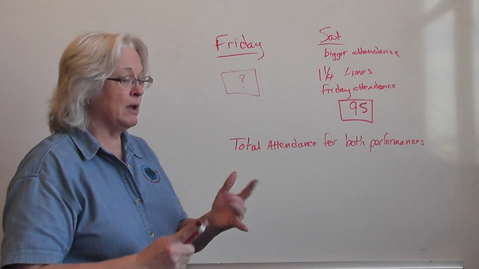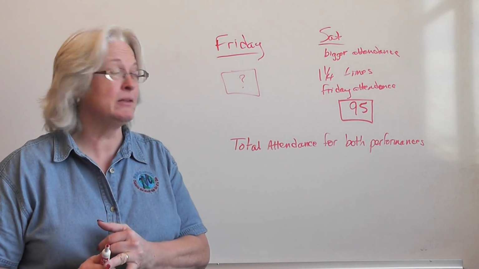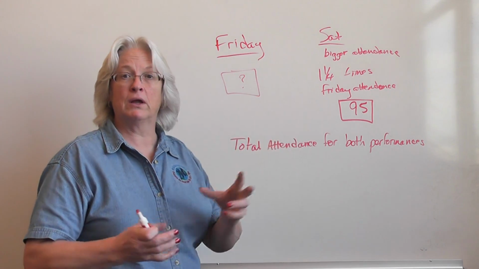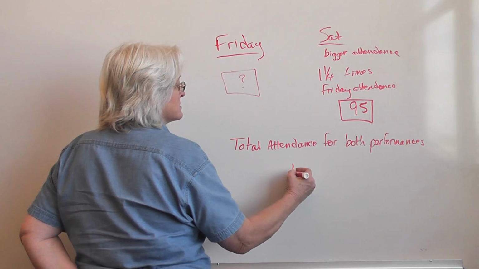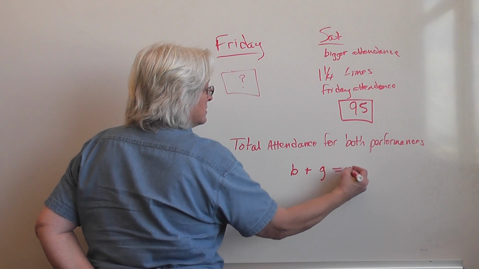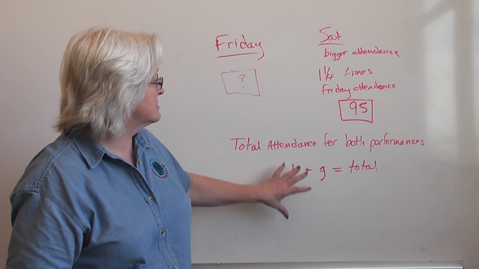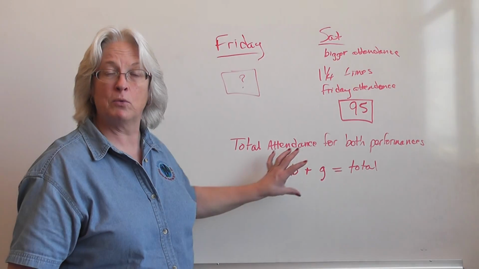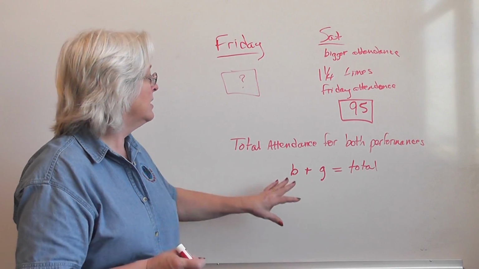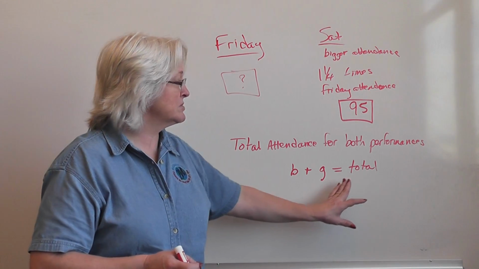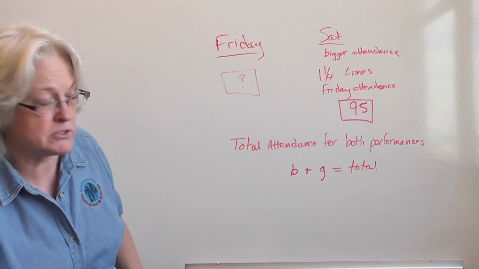So if we don't know how many people attended on Friday night, and we don't know the total attendance, then there's no way that we can use a problem like we did last time. Last time we had boys plus girls was equal to the total number of students, and we could say, okay, the girls was 5 more than the boys, so we had enough pieces of information to put that the number of boys plus the number of girls was equal to the total number of students in attendance.